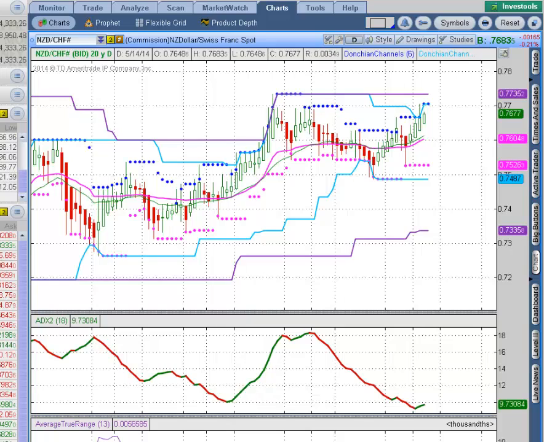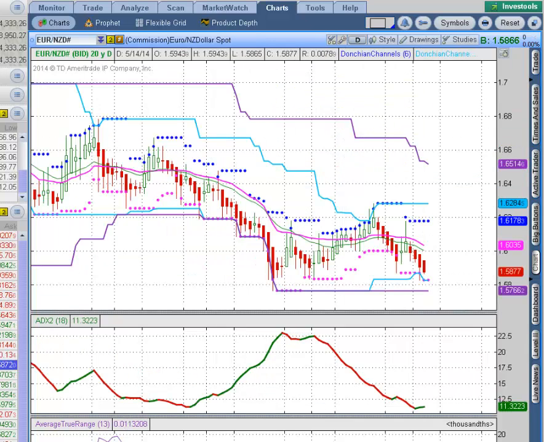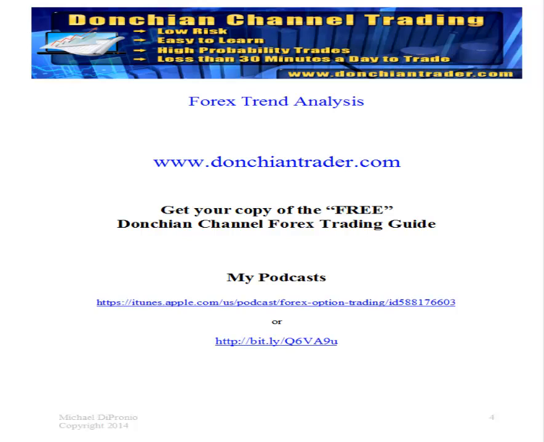We'll also look at the New Zealand dollar pairs. Here's the New Zealand dollar Swiss franc. This would be a bullish trade, but over the last couple weeks it's been going sideways. And last is the Euro New Zealand dollar. This would be a bearish trade, but this one as well has been trading sideways over the last couple of weeks.